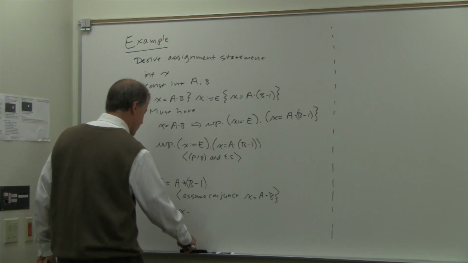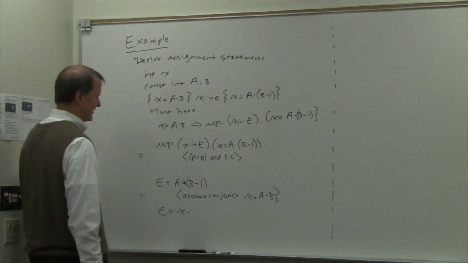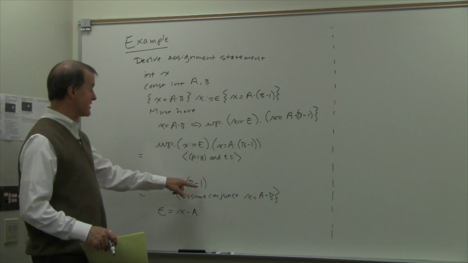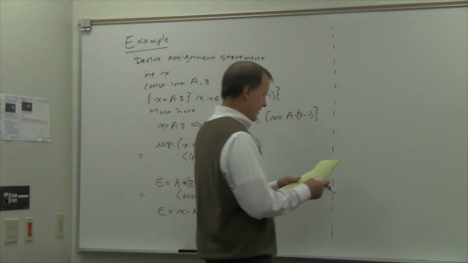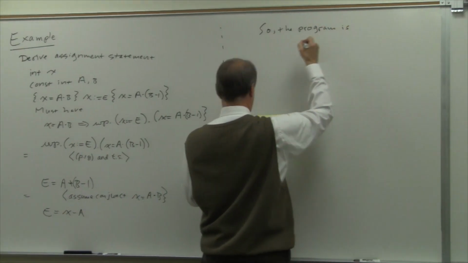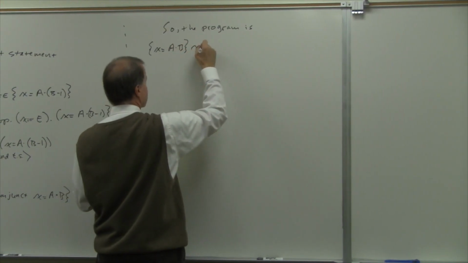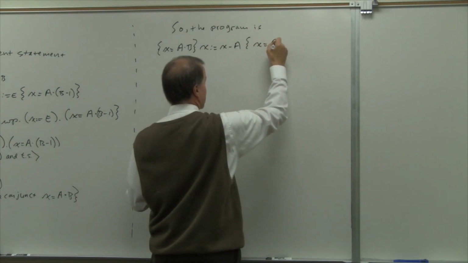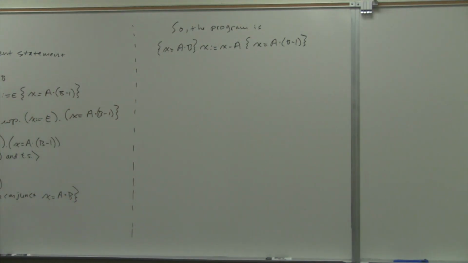So this is assumed conjunct. So this is X minus A, right? Because if we assume the conjunct, E is A times B minus A, and then X is A times B, so this is X minus A. Everybody do that math? All right? Okay, so the program is: precondition X equals A times B, the statement is X gets X minus A, and then the postcondition is X equals A times (B minus 1). Okay? Is everybody good with that?